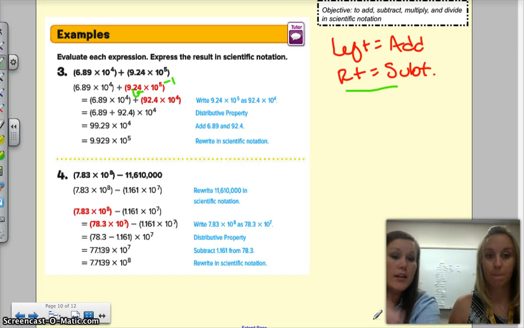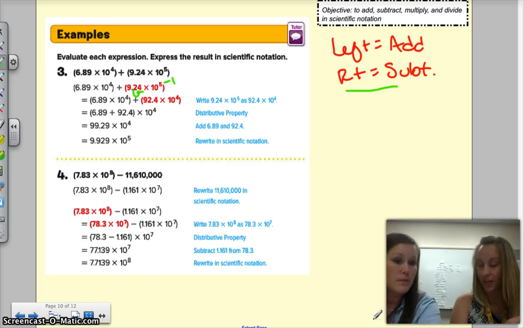Then you combine your like terms and solve it out.